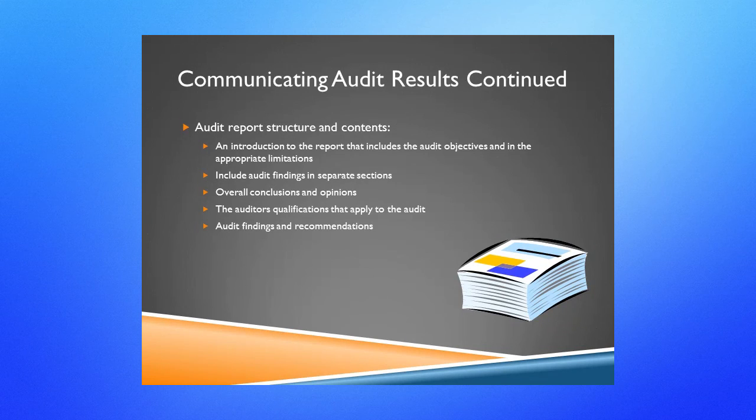Now, the audit report structure should have an introduction to the report that includes the overall audit objectives and whatever the appropriate limitations were. You should then have your audit findings done in separate sections, finishing with an overall conclusion and opinions. You should make sure that you put the qualifications of all the auditors as they apply to the audit areas, and at the end have the audit findings and recommendations.